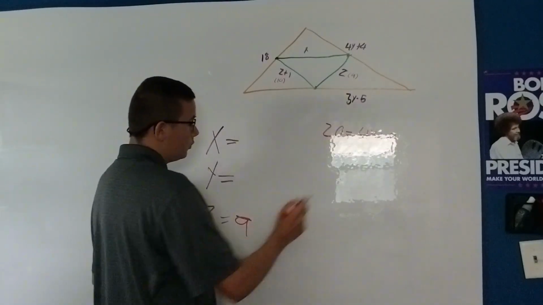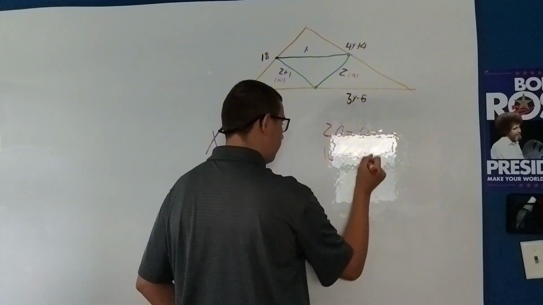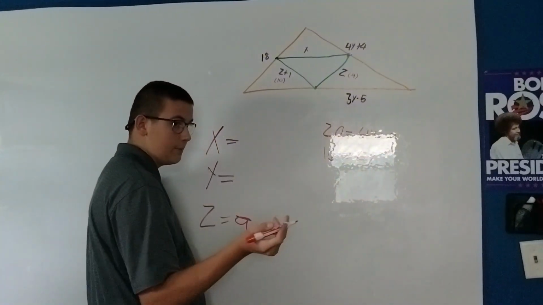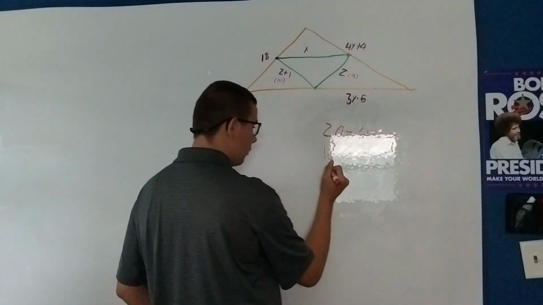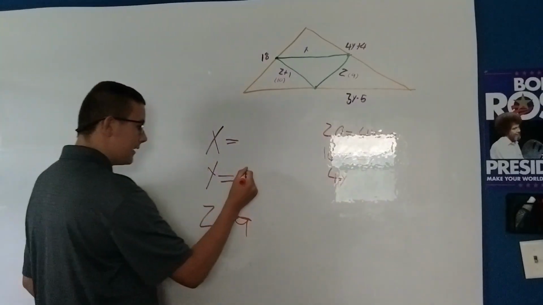And then from there, we have to subtract 4. We know that 16 equals 4y. And we divide by 4. 16 over 4 equals 4. And we know 4 equals y, like that.